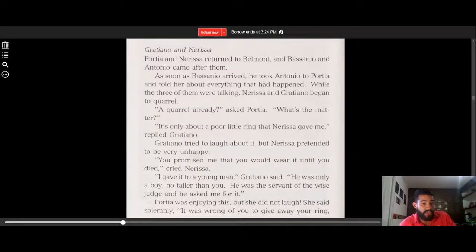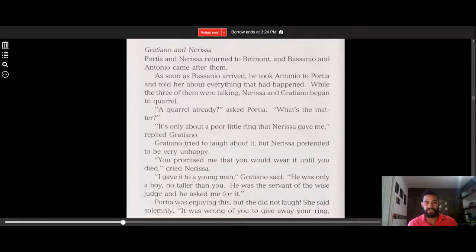While the three of them were talking, Nerissa and Graciano began to quarrel. A quarrel already? asked Portia. What's the matter? It's only about a poor little ring that Nerissa gave me, replied Graciano. Graciano tried to laugh about it, but Nerissa pretended to be very unhappy. You promised me that you would wear it until you died, cried Nerissa. I gave it to a young man, Graciano said. He was only a boy, no taller than you. He was the servant of the wise judge, and he asked me for it.